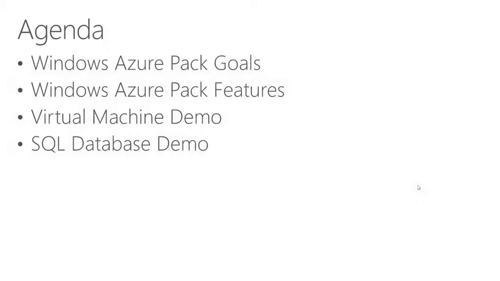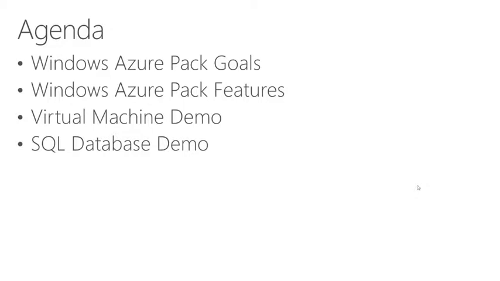Deploying our hybrid cloud is all about looking at the Windows Azure Pack. So we're going to talk very briefly about the goals of the Windows Azure Pack. We'll look at the features that are available to us with the Windows Azure Pack, and we'll do some demonstrations. Firstly, we'll look at demonstrating the consistent experience that you get between the public Windows Azure framework as well as the on-premises Windows Azure Pack for Windows Server.